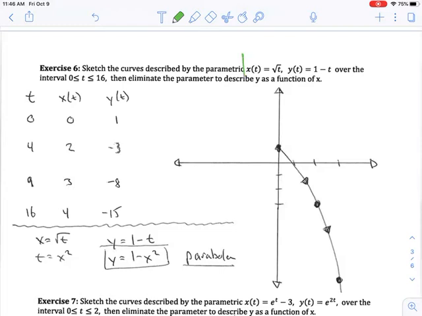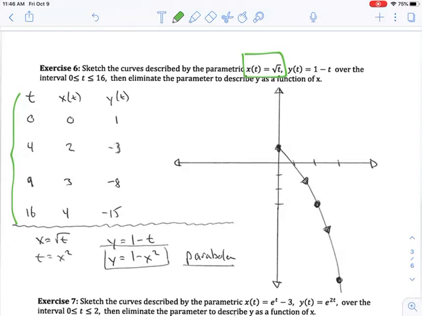Because x of t is the square root of t, I'm going to use numbers that are perfect squares, just to make my work a little bit easier. So I've selected 0, 4, 9, and 16 as my values of t because they are all perfect squares. And I could have thrown 1 in there too if I'd wanted to.